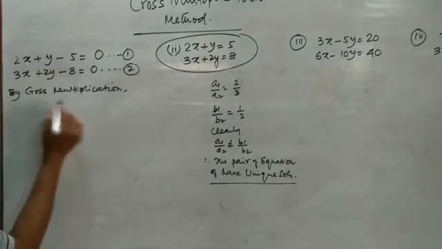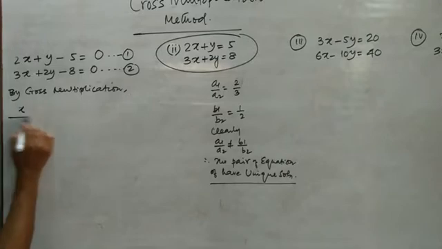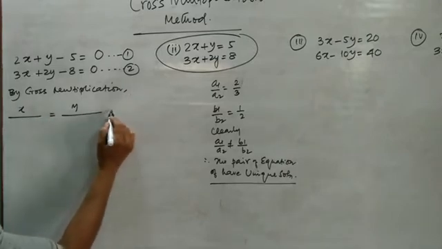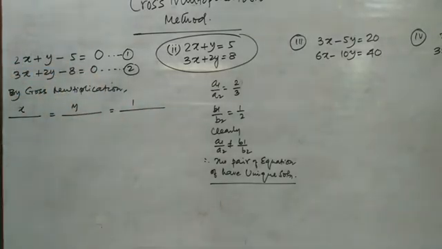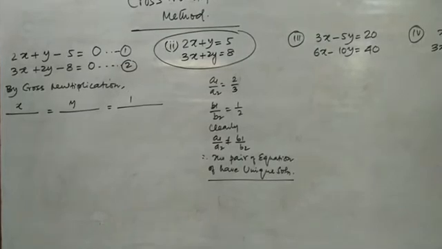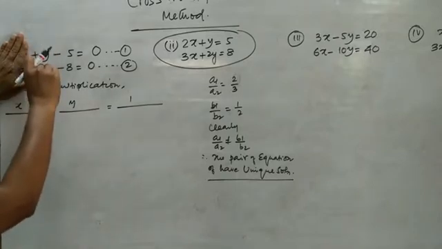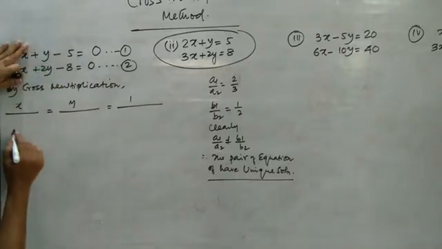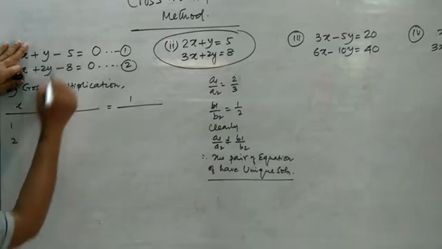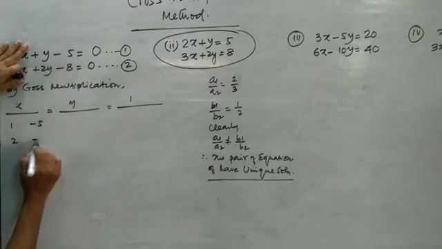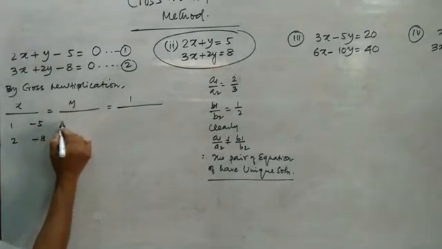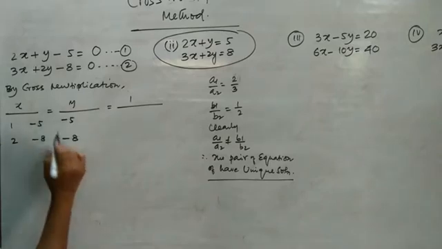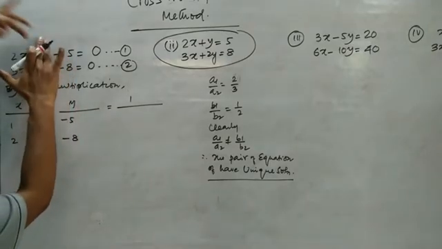Now the thing is, by cross multiplication, x upon y upon 1 upon, you write it. Now the denominator we have kept; we have not written anything on the denominator. Now when you are writing x upon, suppress x and write down the coefficient of y: 1, 2, and the constant term minus 5, minus 8. Now under y, you will write first minus 5, minus 8. You suppress y.